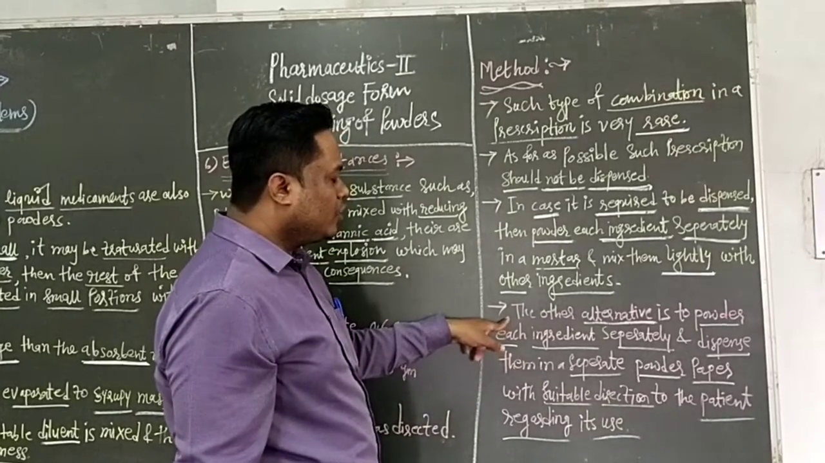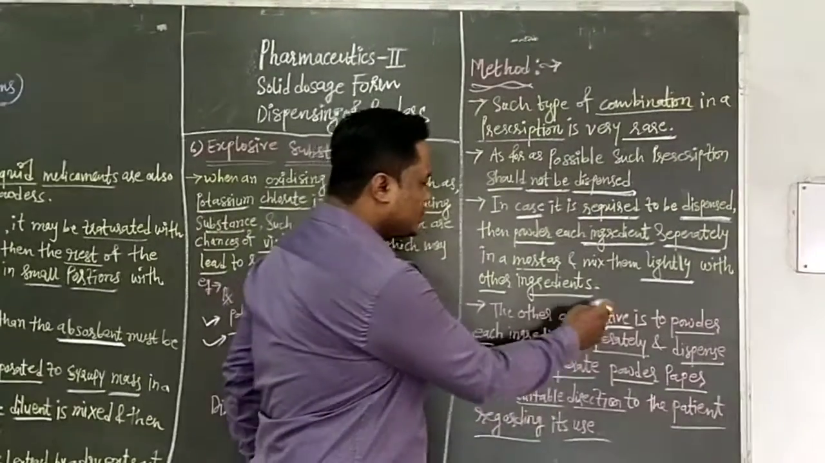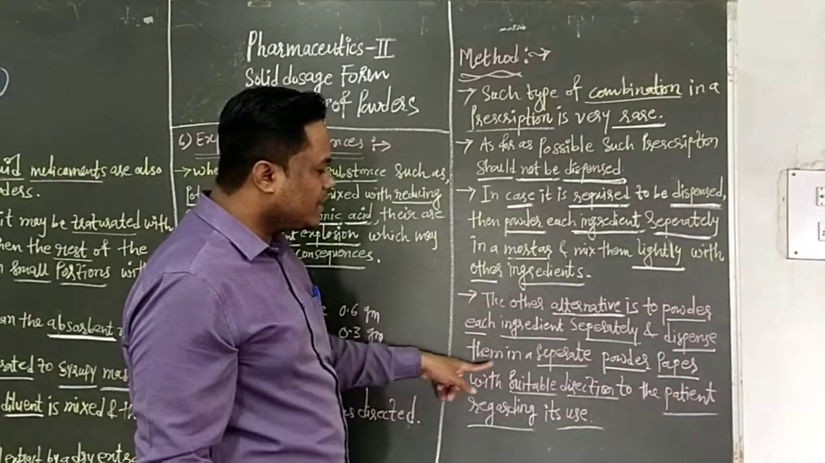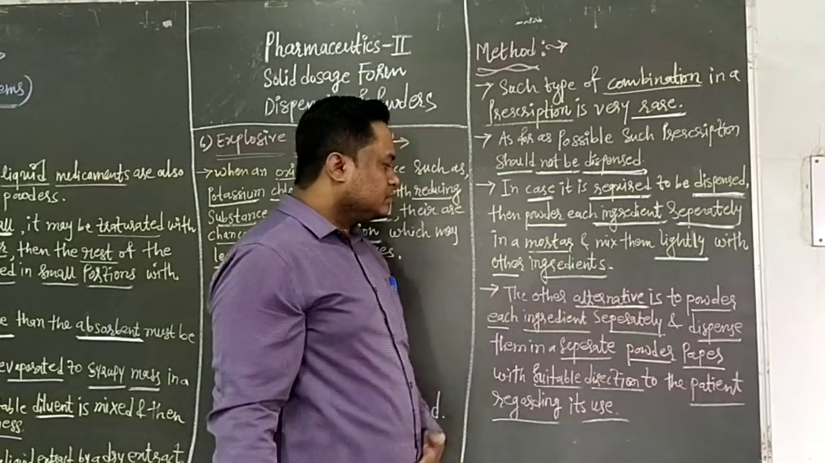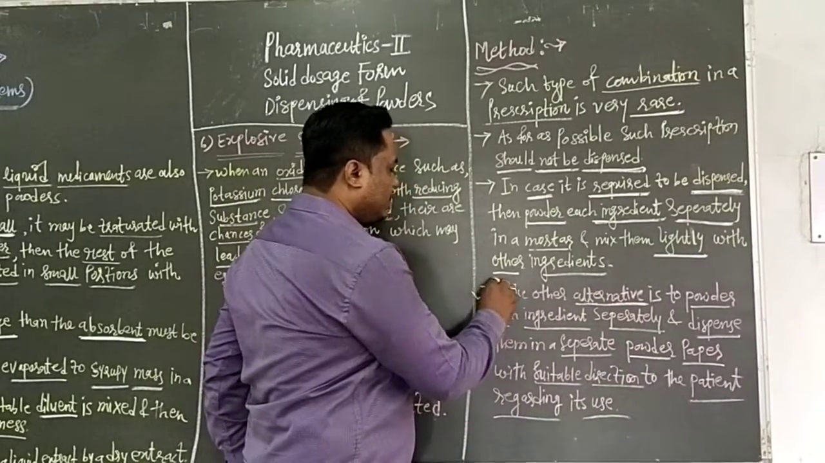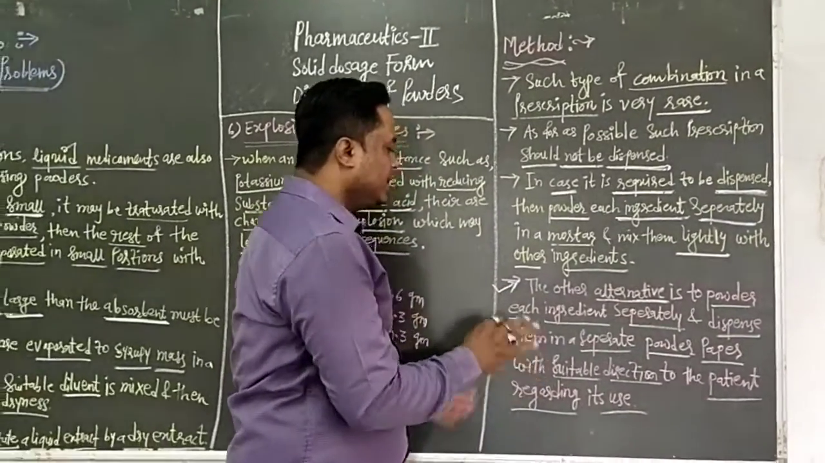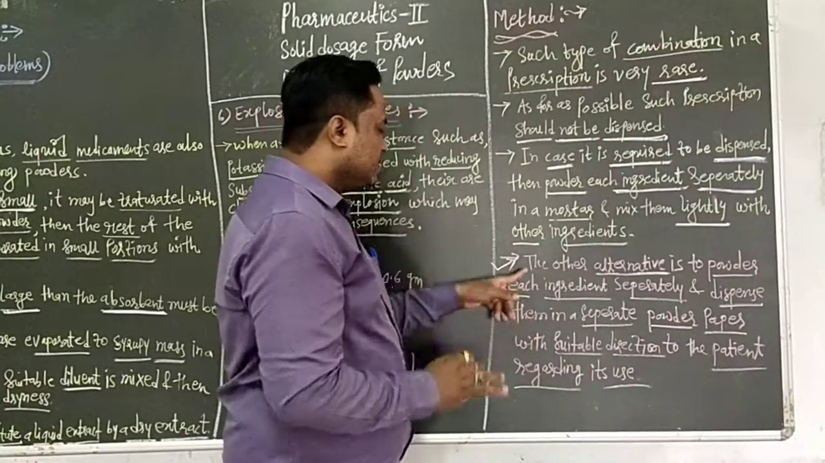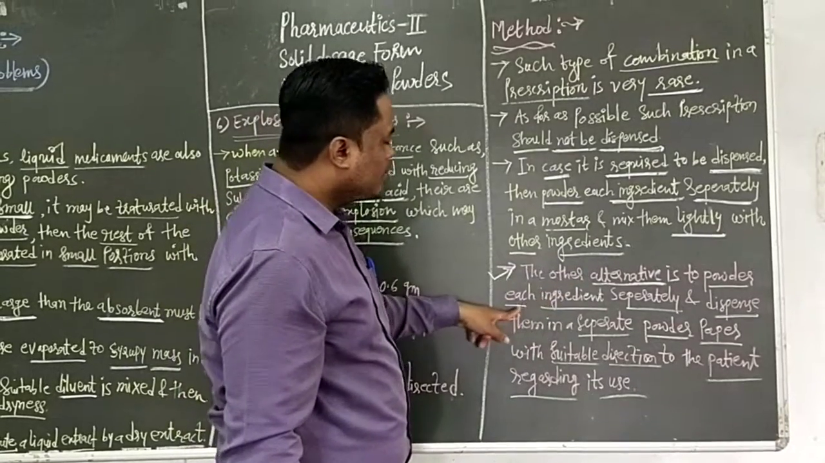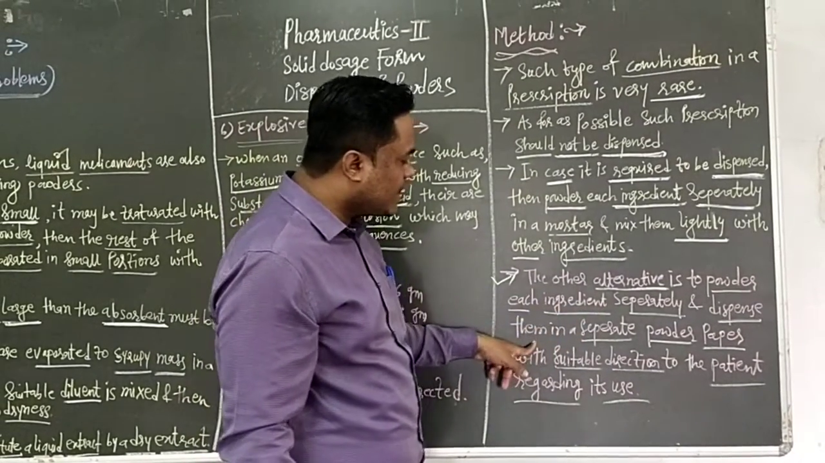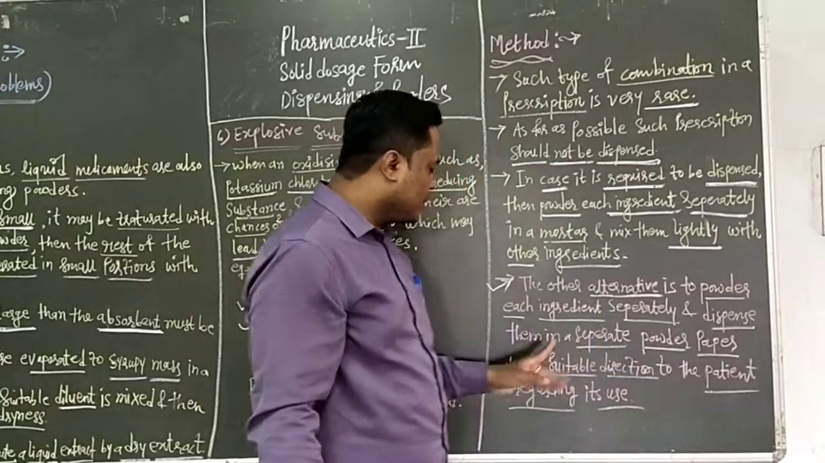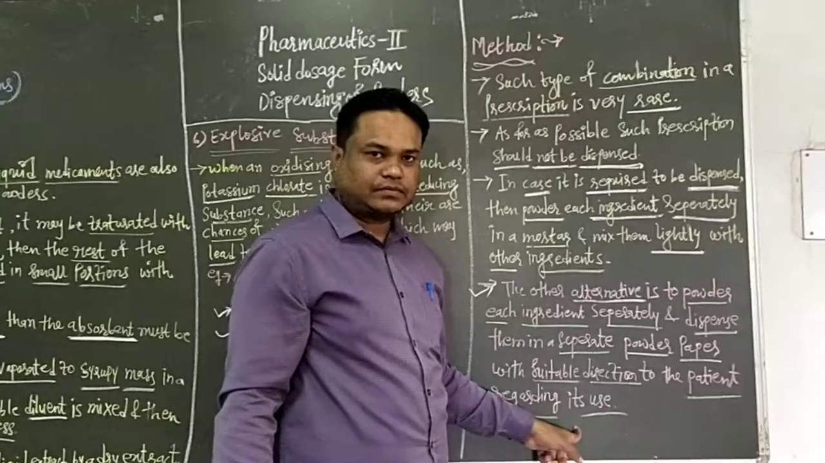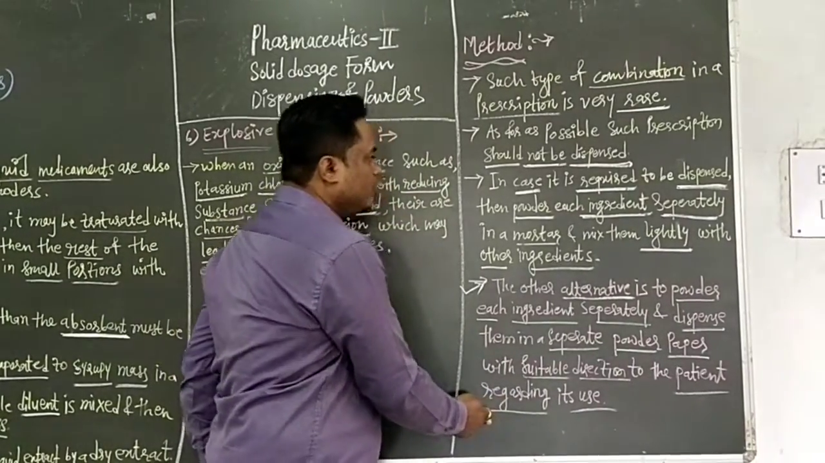Another alternative is to powder each ingredient separately and dispense them in separate powder papers, so that one ingredient is not mixed with the other ingredients, with suitable direction to the patient regarding its use. So this is another alternative method.